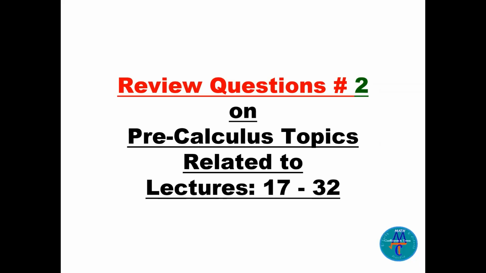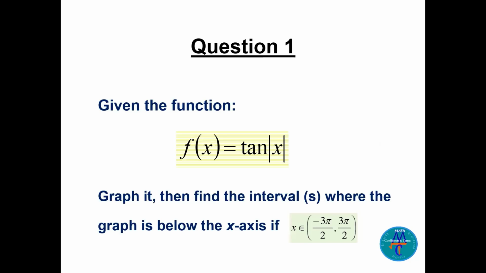This is review questions number 2 on pre-calculus topics related to lectures 17 to 32. Question number 1: given the function f of x is equal to tan of the absolute value of x, graph the function and find the interval or intervals where the graph is below the x-axis if x belongs to minus 3 pi over 2 to 3 pi over 2.